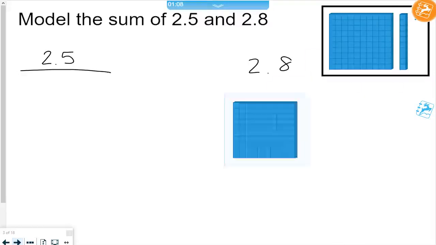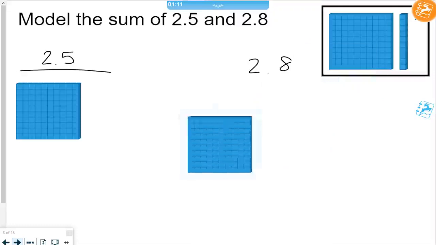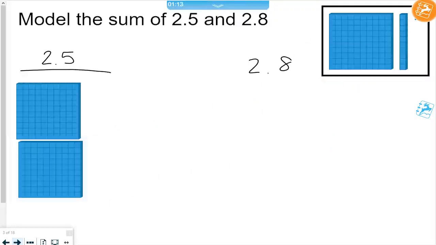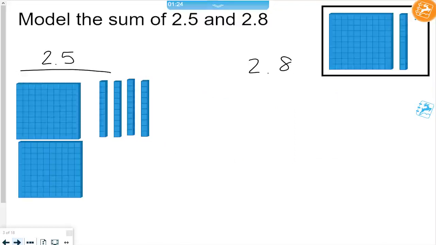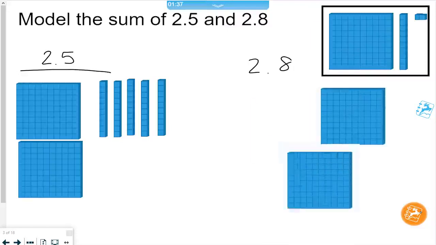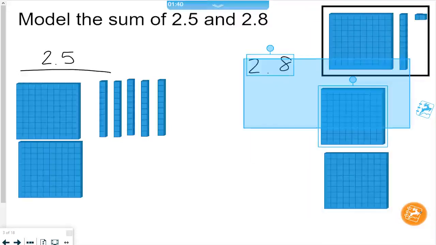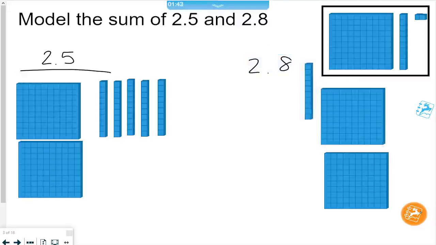So I'm going to use, there's 1, there's 2, and then I have 5/10. 1, 2, 3, 4, and 5. Okay, let me move this guy out of here. And I don't have any hundredths. So now I have my 2 and 5/10. So now I'm going to make my 1, 2, and I have 8. I have 8 tenths over here.